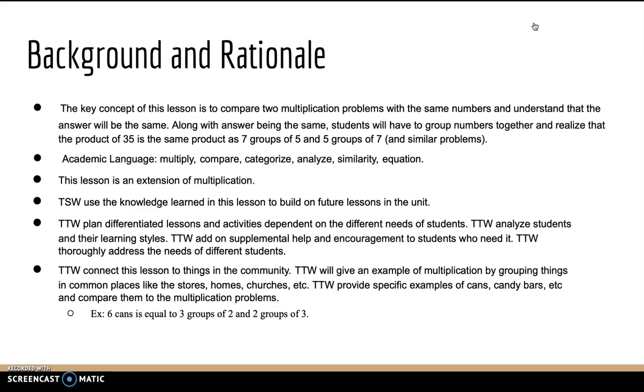For background, the key concept of this lesson is to compare 2 multiplication problems with the same numbers and understand that the answer will be the same. Along with the answer being the same, the students are going to have to group the numbers together and realize that the product of 35 is the same as 7 groups of 5 or 5 groups of 7.